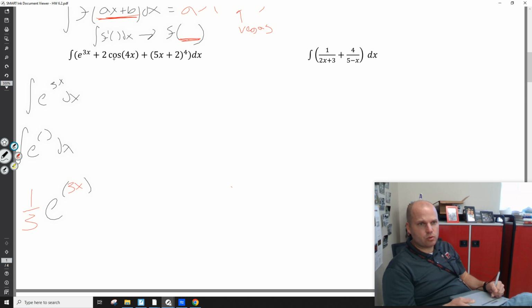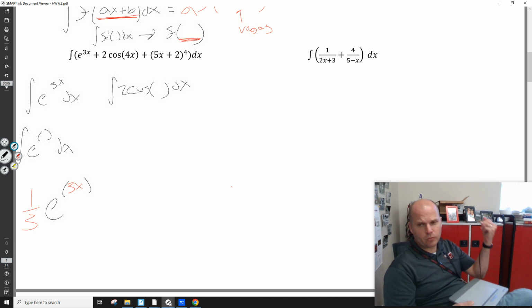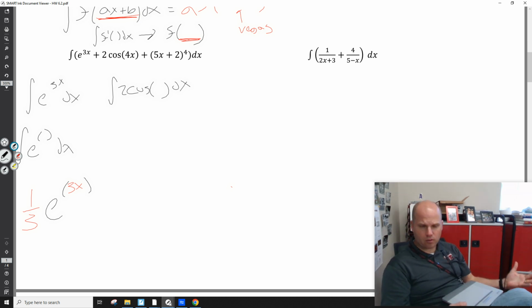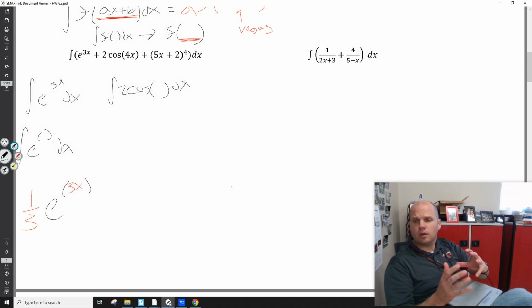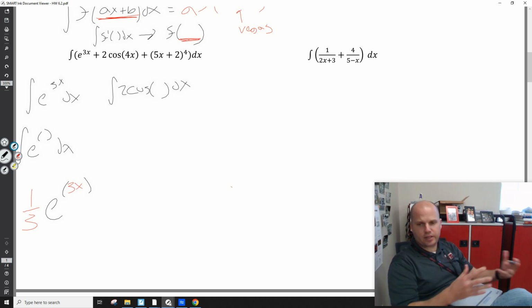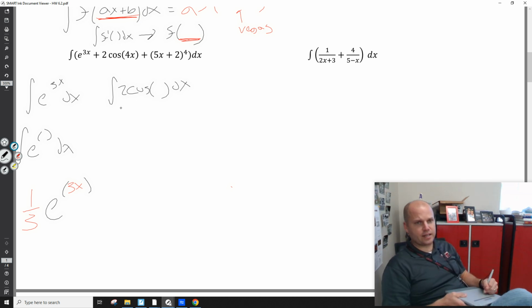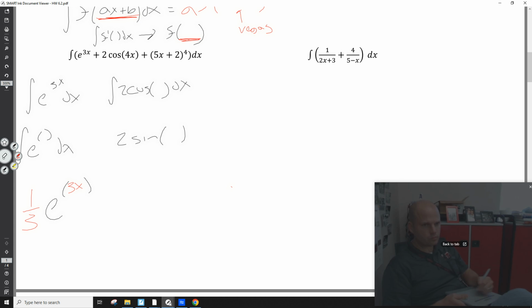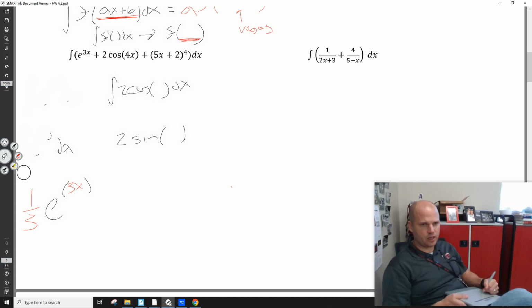Let's talk about 2 cosine 4x. I'm going to start with 2, which is just a constant I'm not going to worry about, cosine parentheses. Now remember, there's nothing fancy with trig functions. You're not going to use the power rule. Derivatives of trigs are trigs, so the antiderivatives of trigs are trigs. So the antiderivative of 2 cosine parentheses is 2 sine parentheses. Let me move this up so it's all in line.